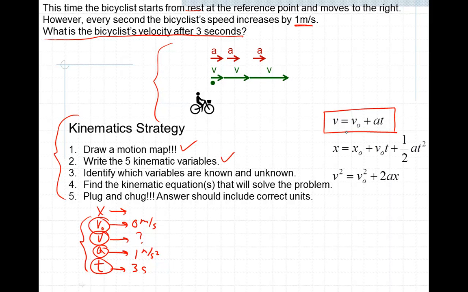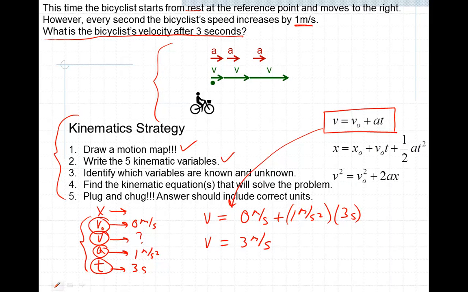So if we plug into that equation, we get that the final velocity is equal to the initial velocity, which is 0 meters per second, plus an acceleration of 1 meter per second squared, which we figured out earlier, times a time of 3 seconds. So the final velocity is 3 meters per second. Okay, so that's a very simple version of the kinematic strategy. We'll do more complex ones in class.